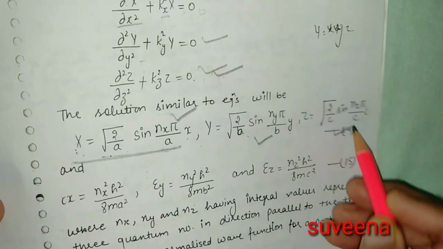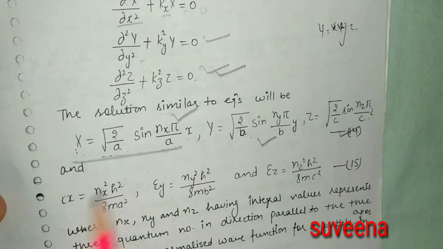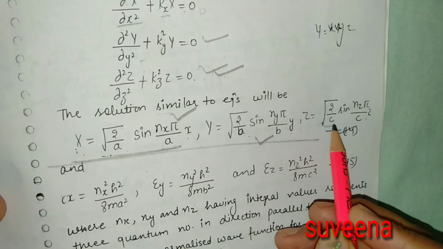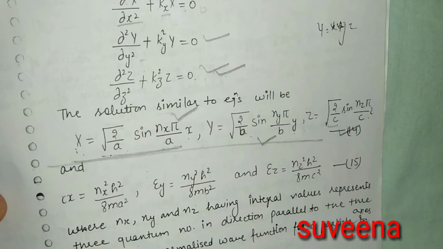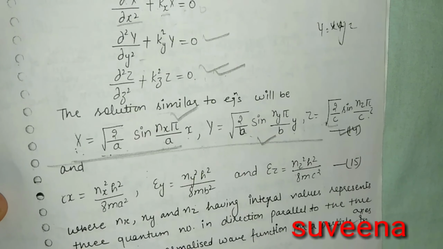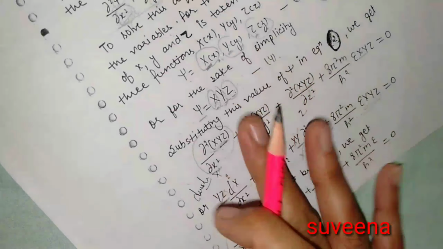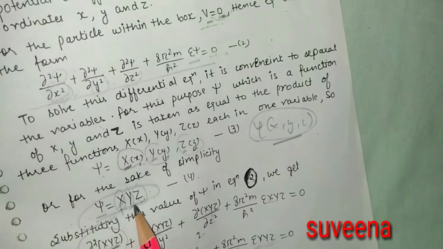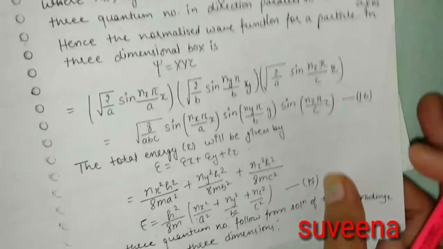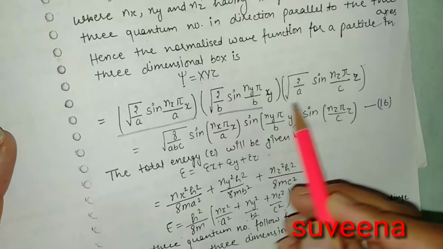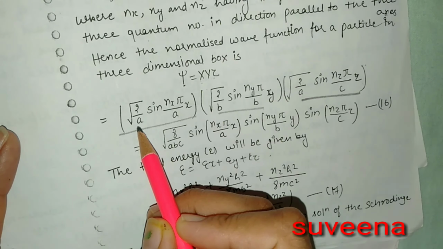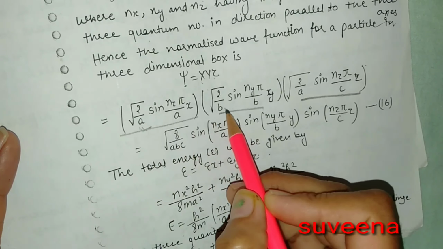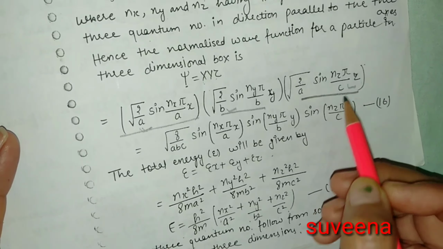So same as for y, same as for z, and so these are the wave functions for the x, y and z coordinates for the three-dimensional box. Also we can calculate the energy. As we have written, the wave function psi is the product of X, Y and Z. So the complete wave function will be the x-axis wave function, y-axis and z-axis. So this is for x, this is for y and this is for z, and here a means the box length for the x axis, b means the box length for the y axis, and c means the box length for the z axis.